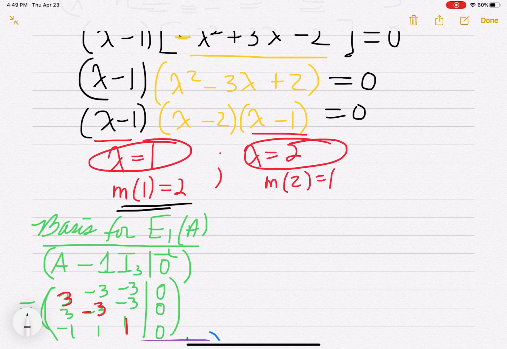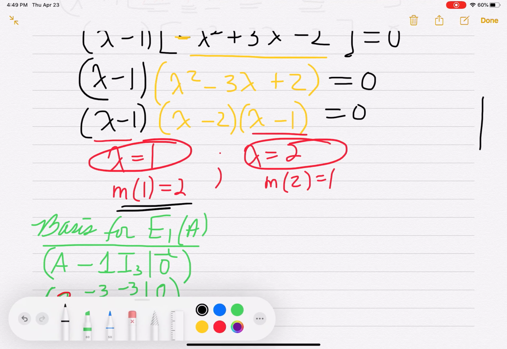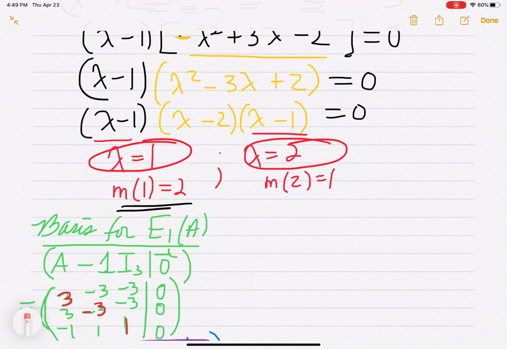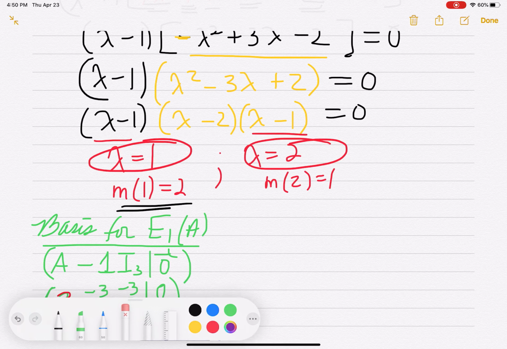Let's check the second eigenspace, the eigenspace associated with the eigenvalue of 2. Dude, don't do that. Don't do that. Erase. Shouldn't be drawing. All right, let's look at a basis for the other eigenspace.